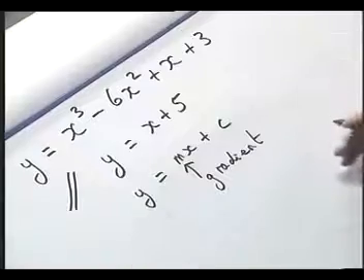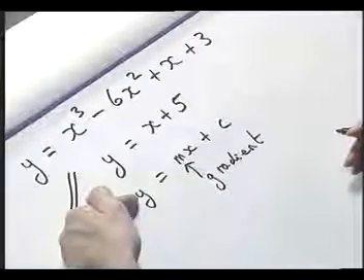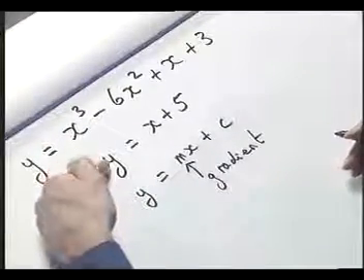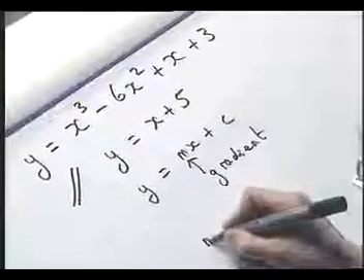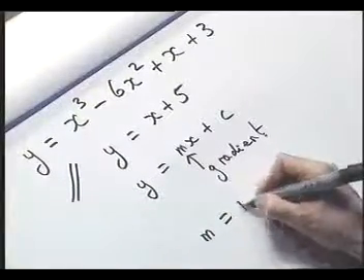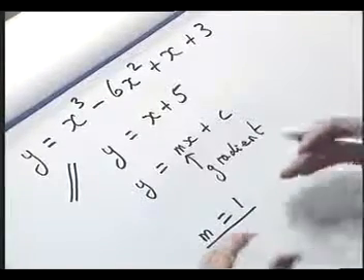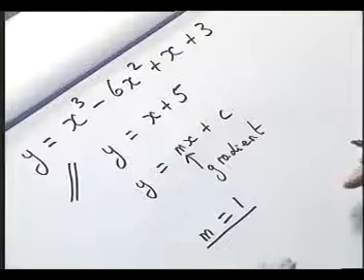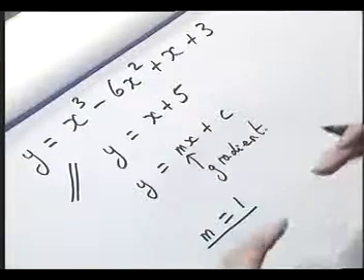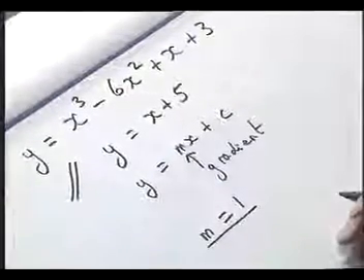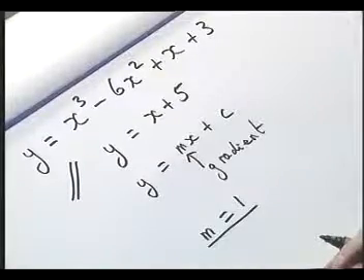So what we gain from looking at this standard equation and comparing it with the straight line is that the gradient of the straight line, m, is equal to 1. So now we know what the gradients of the tangents have to be. The gradients have to be 1. So how can we calculate that?